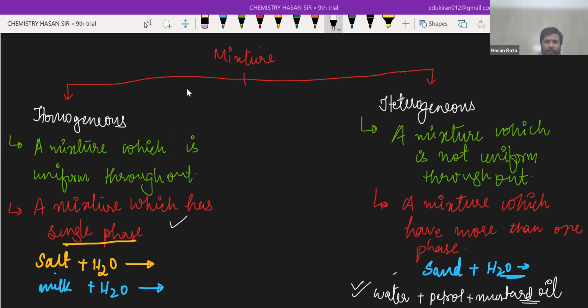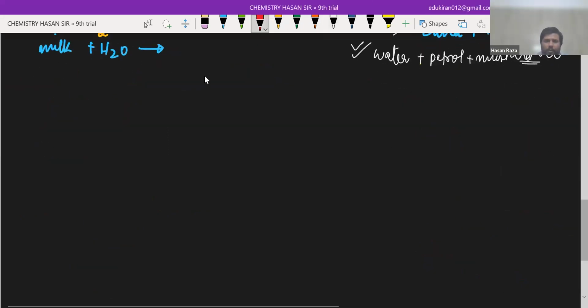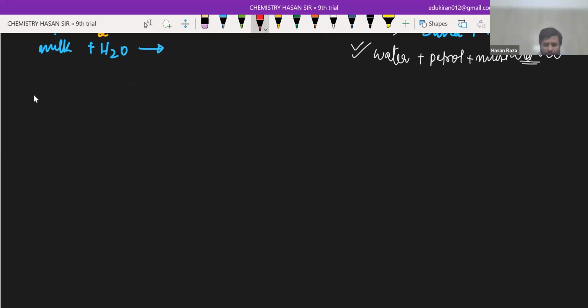So finished. Very good. Now we are going to talk about solution. Do you know what a solution is? A solution is a mixture of two or more substances which is homogeneous. Very good. Now I'm going to give you a perfect definition, which is what you just told me. Solution is also a mixture which is mixed uniformly.